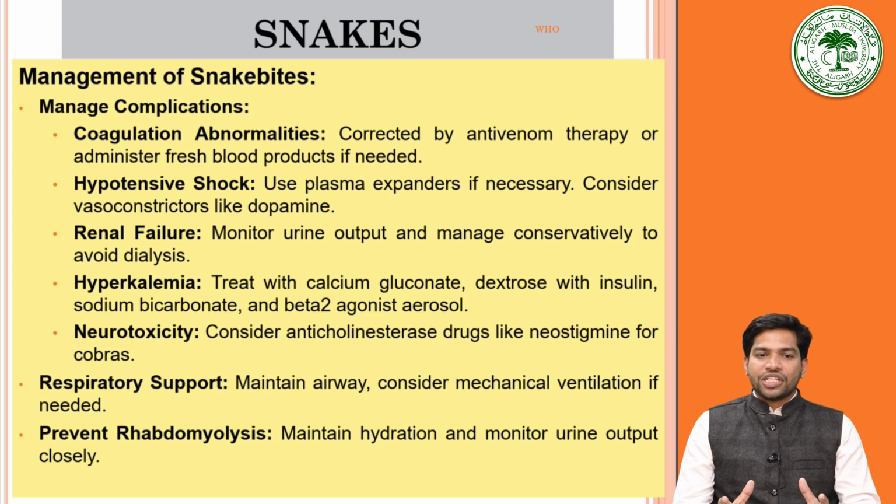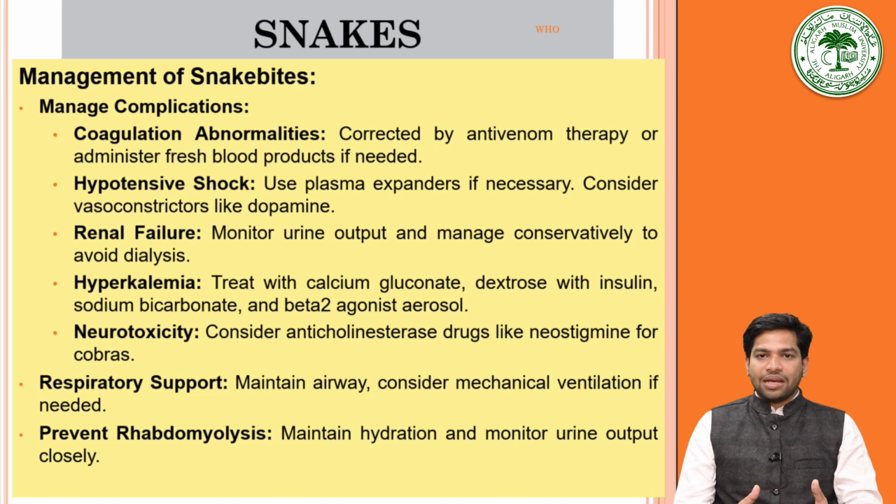Coagulation abnormalities can be corrected by antivenom therapy or by administering fresh blood products as required. For the management of hypotensive shock, use plasma expanders if necessary. Consider vasoconstrictors like dopamine. In case of renal failure, monitor the urine output and manage conservatively to avoid dialysis. Hyperkalemia shall be treated with calcium gluconate, dextrose with insulin, sodium bicarbonate, and a beta-2 agonist. These are already very well known to you.